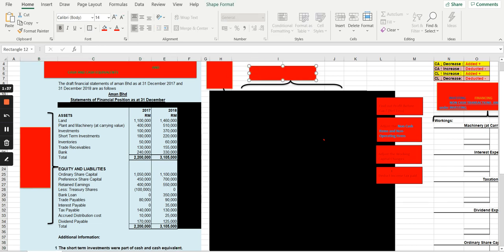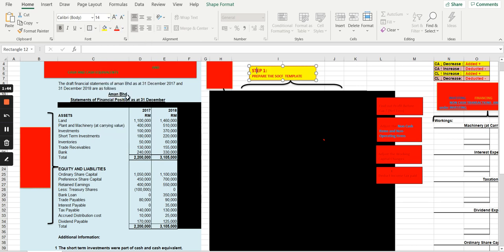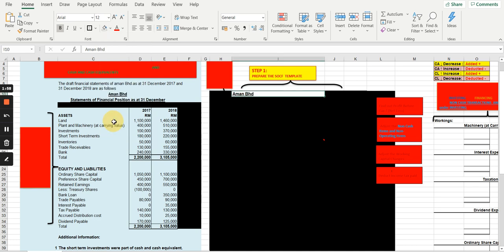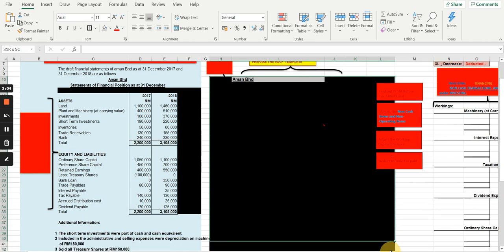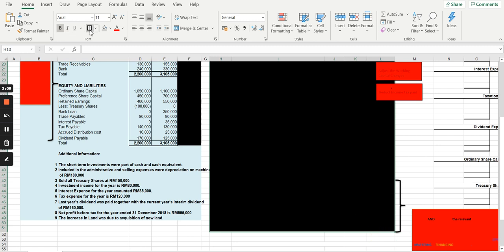Our first step is to draw the template for the cash flow. So prepare the statement of cash flow template. We need to prepare the right template for the indirect method, and we're going to prepare that template for the company called Aman. For Aman, you can prepare a blank template, something like this that I'm going to show you here.